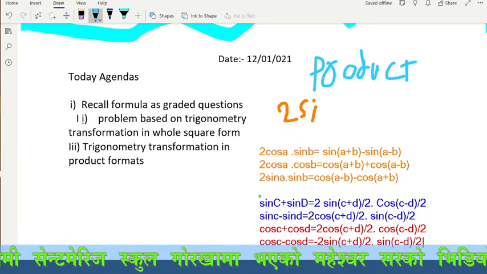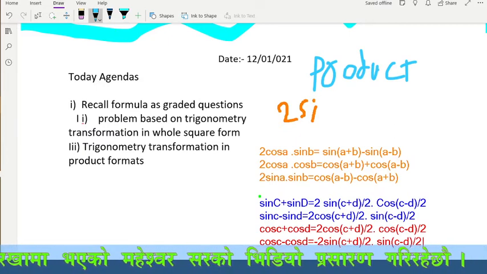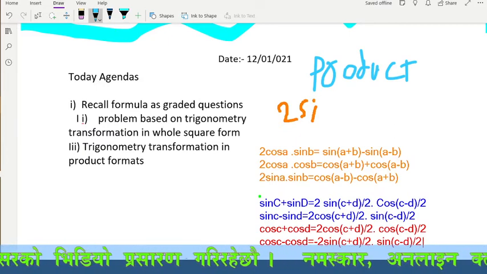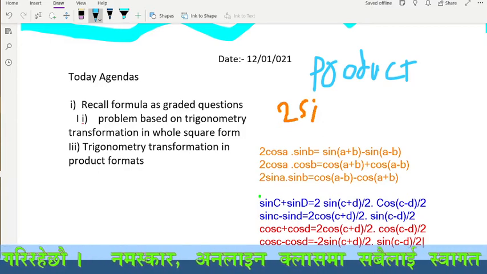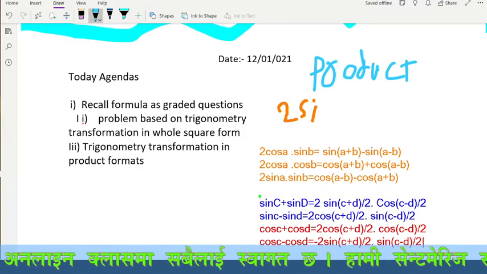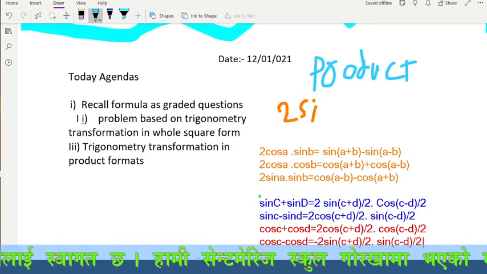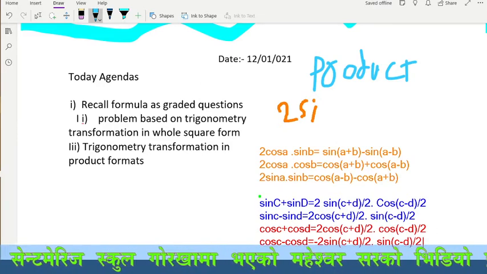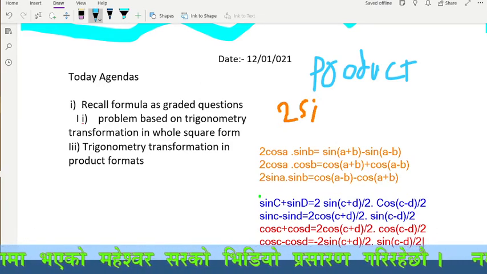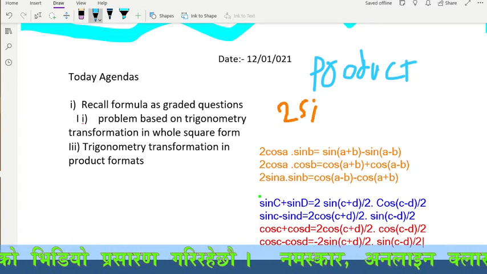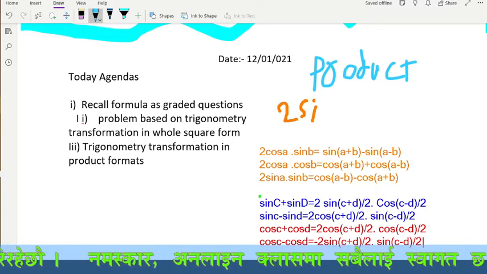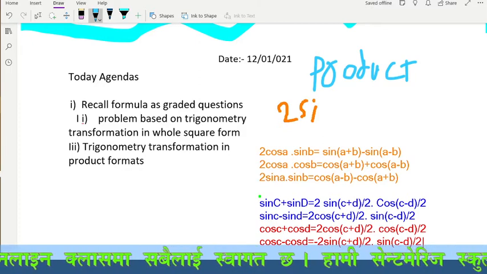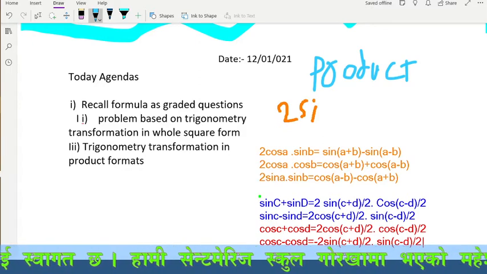So now here we reached question number 5, I think. In question number 5 we will move forward and move towards the next problem of this element also. What is the agenda here? First is recalling the formulas. Just now we have recalled the formulas.